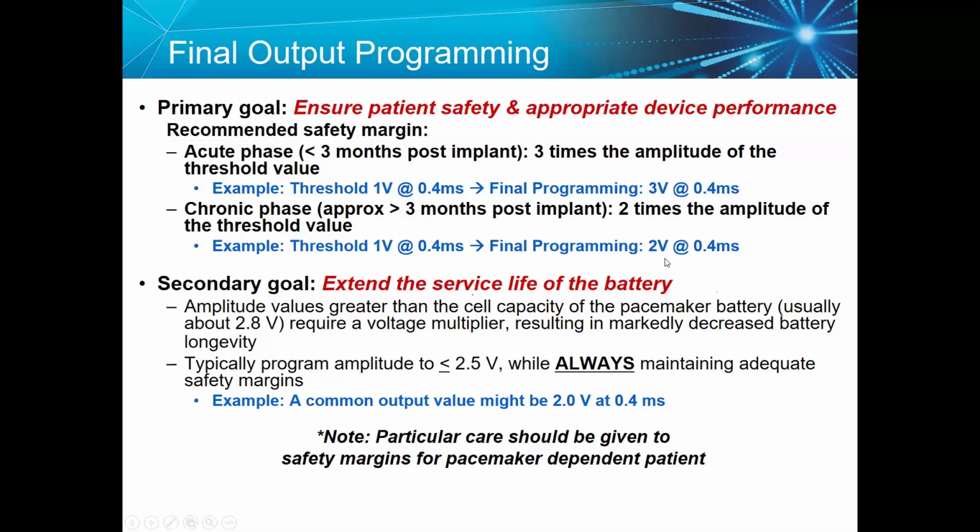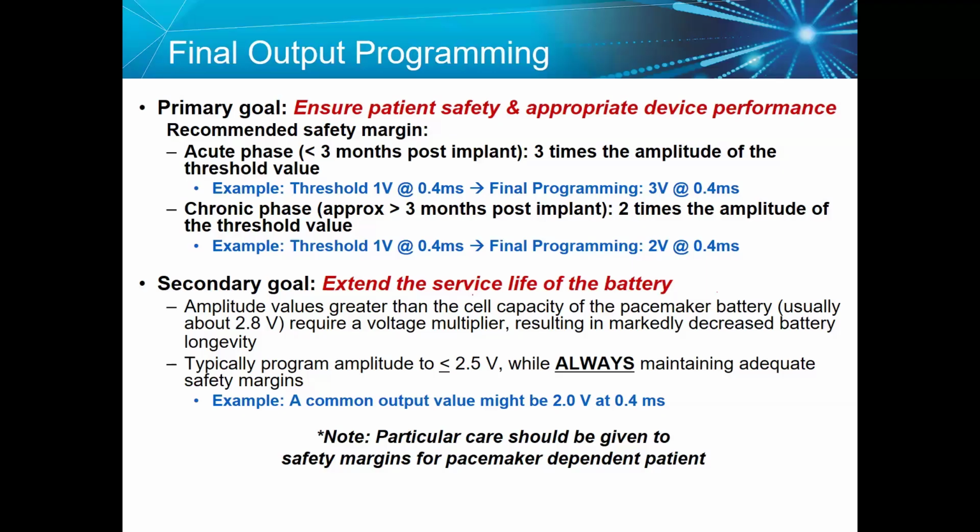And this is a very important thing: an amplitude value greater than the cell capacity of the pacemaker, usually about 2.8 volt, requires a voltage multiplier. So if we find the threshold, for example, is 3 at 0.4, this will deplete the battery, and we should change the pulse width.